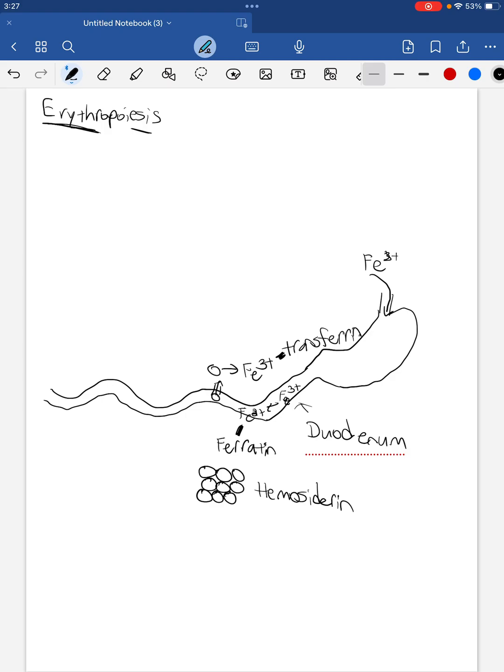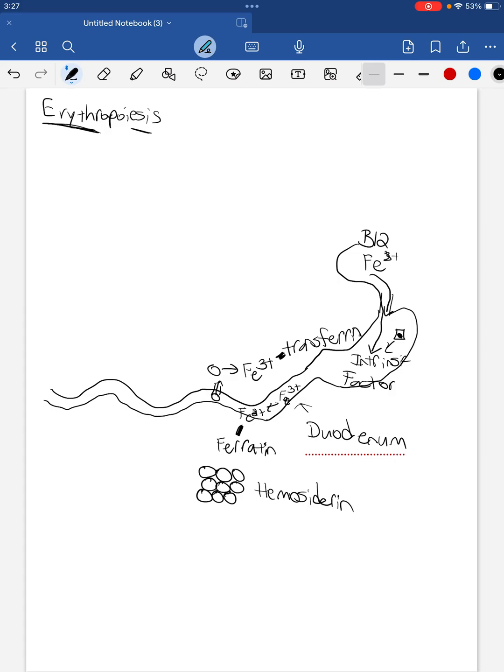We also need intrinsic factor. This is made by parietal cells in the stomach. So let's say this is the cell in the stomach. It's going to make intrinsic factor. Intrinsic factor can then bind to B12, something else we get from our diet or supplements. And then B12 can get absorbed into the bloodstream in the ileum of the small intestine.